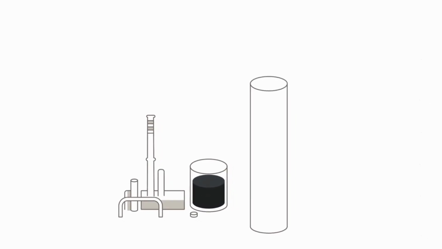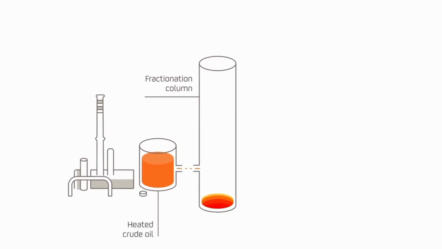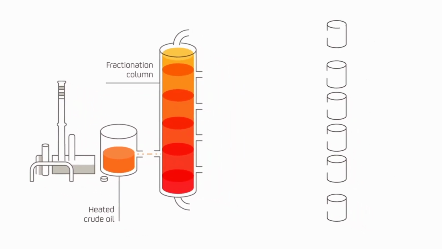The oil is subjected to a number of physicochemical processes to separate its components. The oil is heated in an oven until it reaches 370 degrees and is channeled to a distillation column, where different products are separated depending on the volatility of their components.